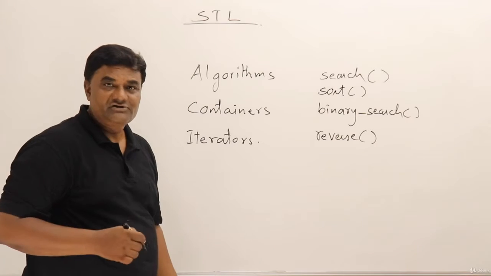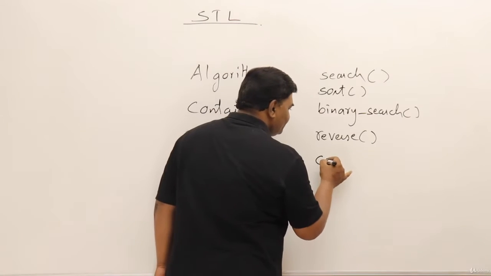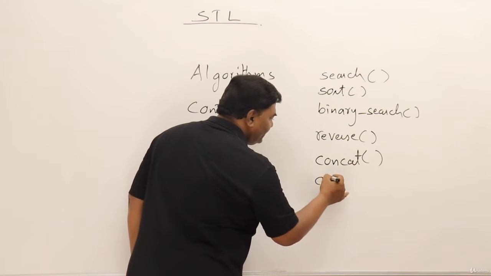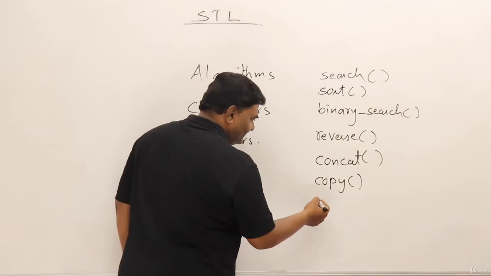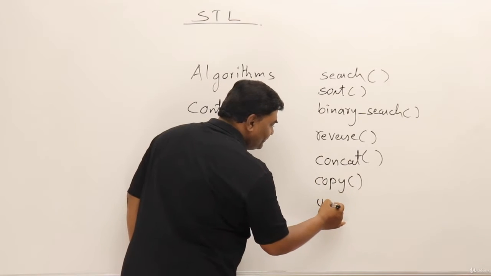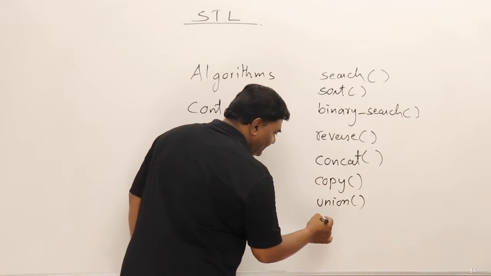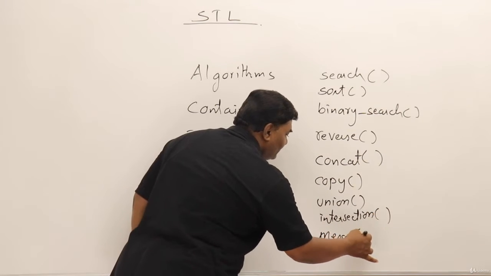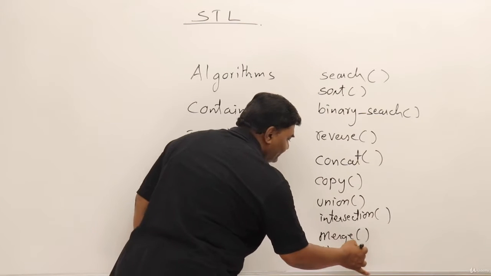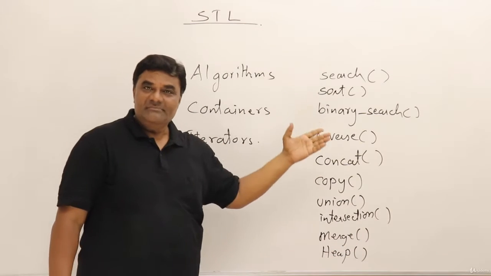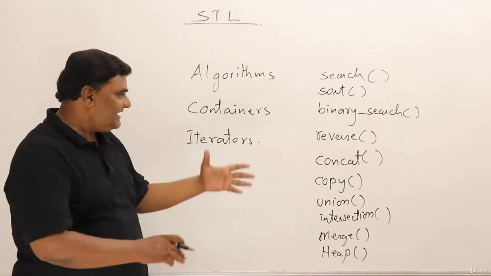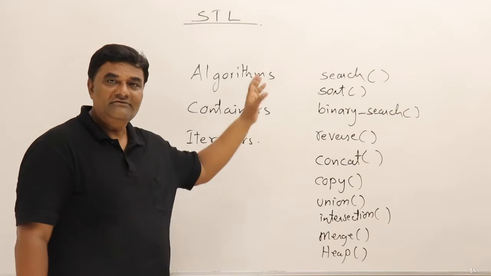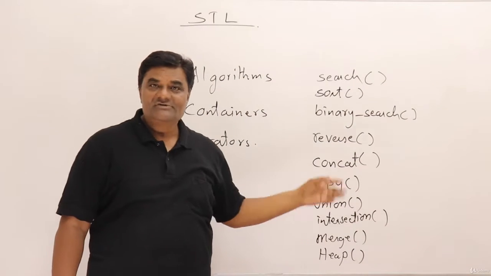Some of the functions I'll be showing. And there are functions for concatenating two collections, and functions for copying one collection into another. And there is an algorithm for performing union operation and intersection operation on the collection, performing merge or creating heap. So like this, many types of functions are available. The exact names may differ a little, but whatever the purpose of the functions, I have written all of them here. So algorithms I have finished.